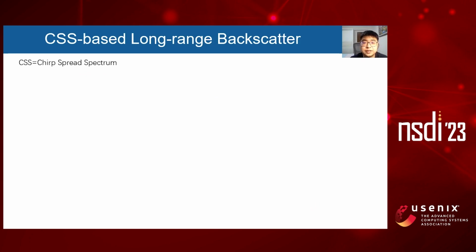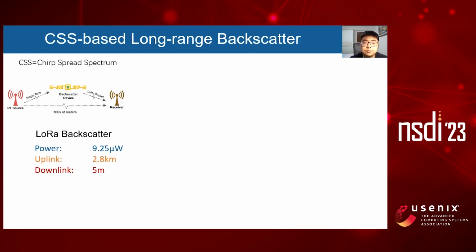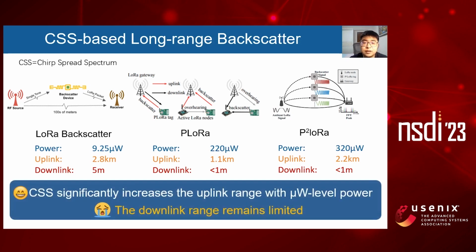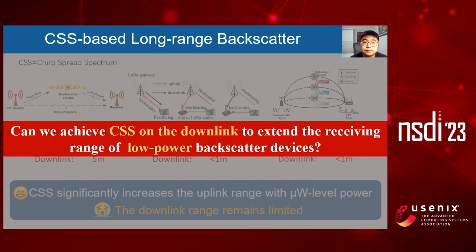In the last decade, a number of CSS-based long-range backscatter techniques, such as LoRa backscatter, P-LoRa, and P2-LoRa, significantly increase the uplink range to more than 1 km with microwatt level power. However, their downlink ranges still remain limited. Since CSS is so effective, can we achieve CSS on the downlink to extend the receiving range of low power backscatter devices?